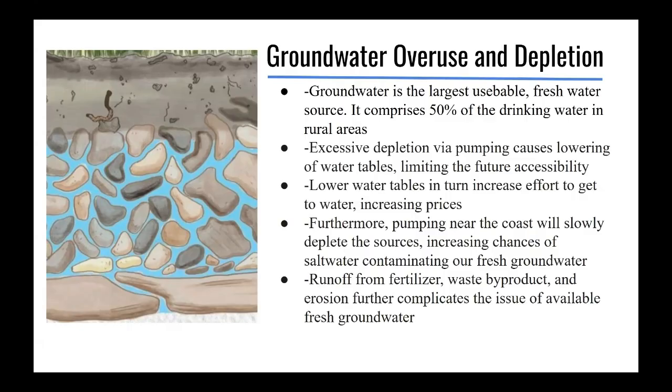And finally, runoff from fertilizer, waste byproducts, and other erosion complicates the issue by contaminating our fresh groundwater. This is also where you see, when you're irrigating, that you have high salts in the water and now you're irrigating your crops with that. This is where that comes into play.